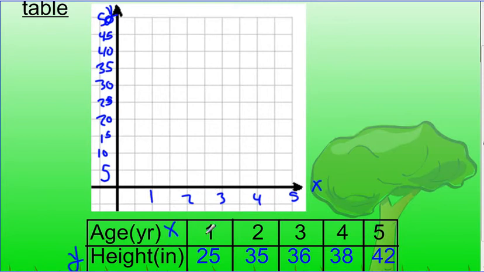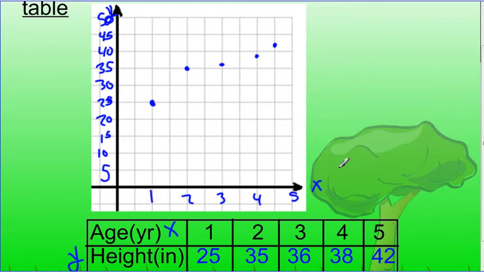So now you just plotted the points. You went from the x-axis to 1 and then up to 25. And then 2 to 35. 3 to 36. Now, if you don't know where 36 is, it's just a little bit bigger than 35, but not quite to 40. So I'd go right about there someplace. And then 4, 38. That's a little bit closer to 40. 5, 42. It's in there someplace.